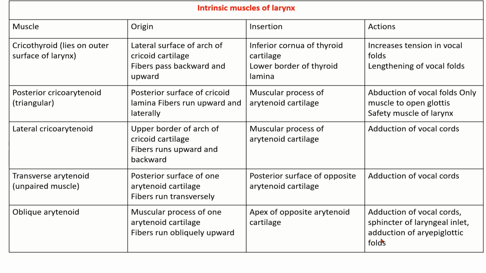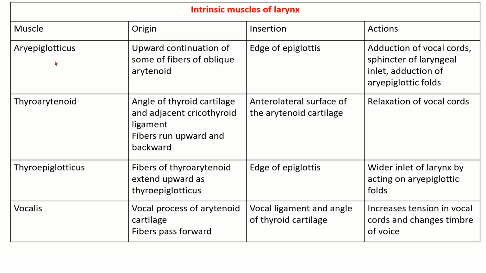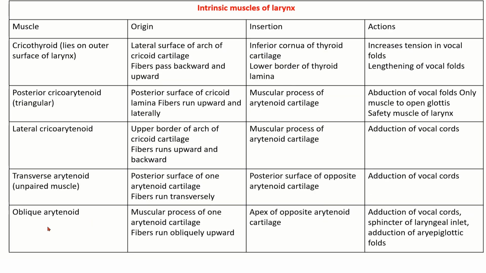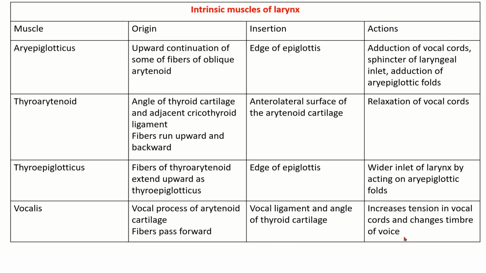Sphincter of the laryngeal inlet, adduction of aryepiglottic folds. So this is the action of the oblique arytenoid. Aryepiglotticus, the name itself speaks, from arytenoid to epiglottis. It is the upward continuation of some of the fibers of the oblique arytenoid, inserting to the edge of the epiglottis. So aryepiglotticus and oblique arytenoid are mainly concerned with the sphincter action of the laryngeal inlet, adduction of the aryepiglottic folds. Thyroarytenoid: origin from the angle of the thyroid cartilage and adjacent cricothyroid ligament, fibers run upward and backward, insertion to the anterolateral surface of the arytenoid cartilage.